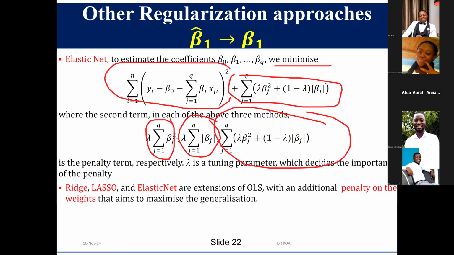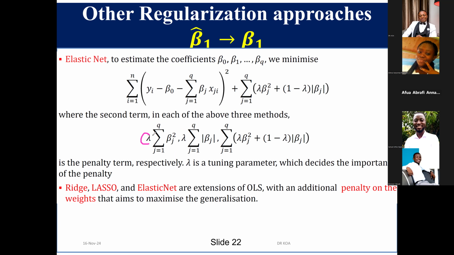Okay, so if you check the first one, let me just explain this. If you check the first one here, there's a lambda. The first one is for the ridge regression. The second one is for the lasso regression. There's also a lambda. The third one is for the elastic net regression. There's a lambda, and 1 minus the lambda, because that one is splitting. This lambda is called the tuning parameter.